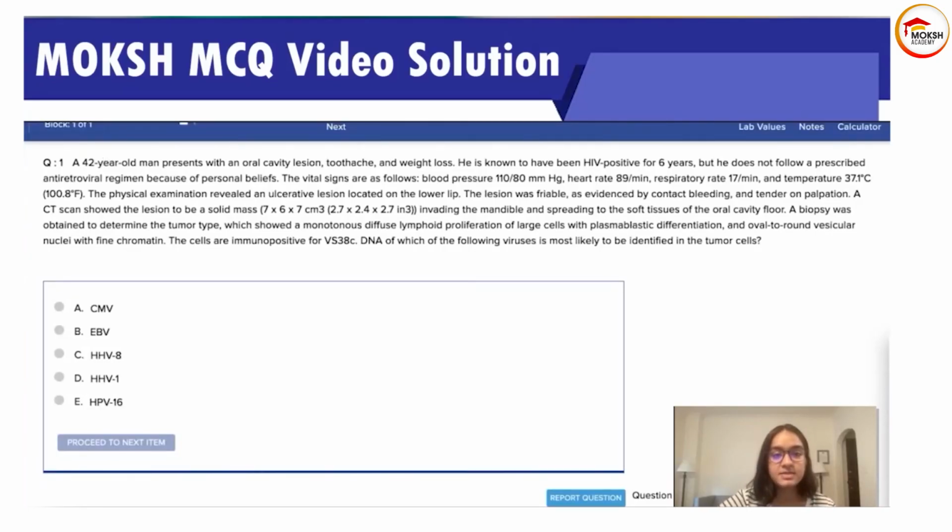42-year-old man presents with an oral cavity lesion, toothache, and weight loss. He is known to have been HIV positive for 6 years, but he does not follow a prescribed antiretroviral regimen because of personal beliefs. The vital signs are blood pressure 110/80, heart rate 89, respiratory rate 17, temperature 100.8. Physical examination revealed an ulcerative lesion on the lower lip.